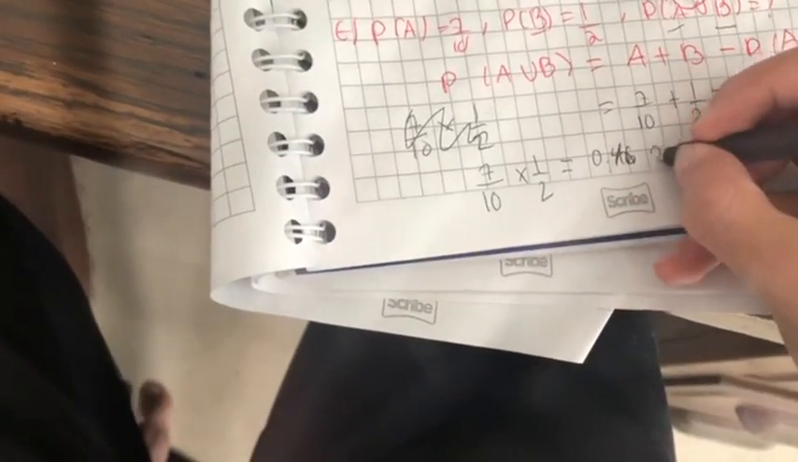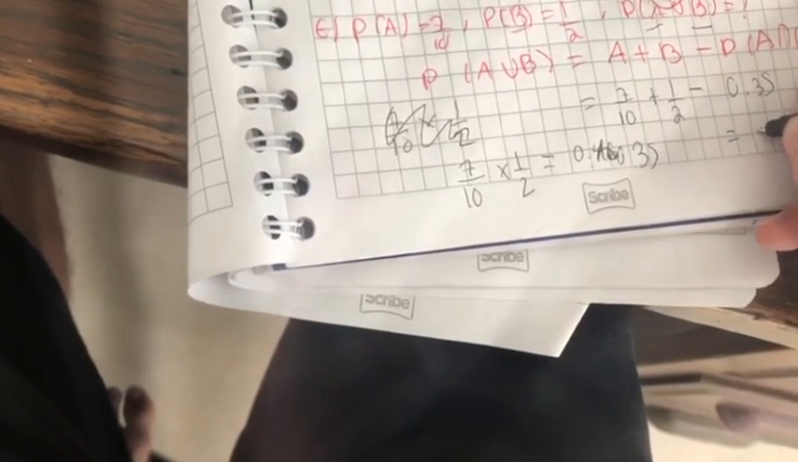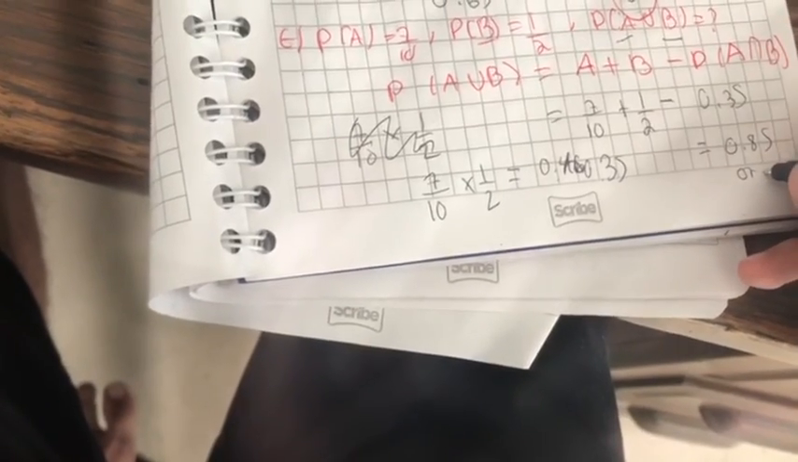0.35. So minus 0.35 is going to give us 0.85, or 17/20.